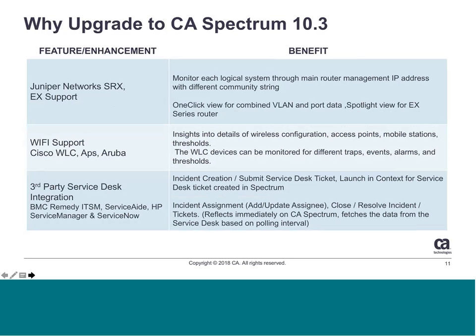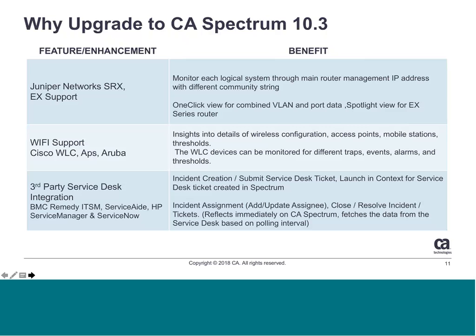We talk about Wi-Fi support, Cisco wireless LAN controllers, APs, support for Aruba, right? So you name it, CA Spectrum has the ability to monitor that, has the ability to provide you insights into the details of your wireless configuration, your access points, your mobile stations, thresholds, right? Again, you're able to monitor the controller device for traps, events, alarms, and thresholds.